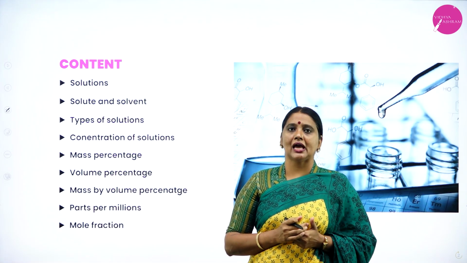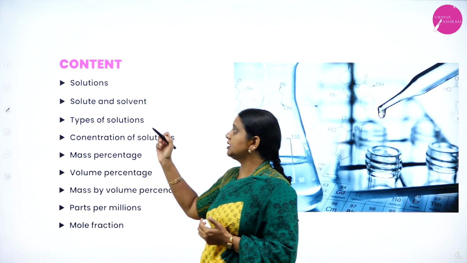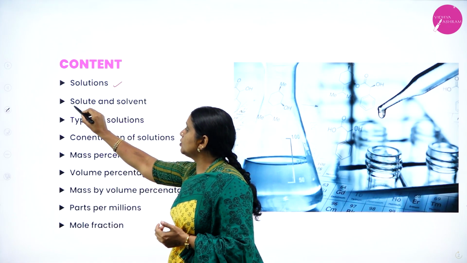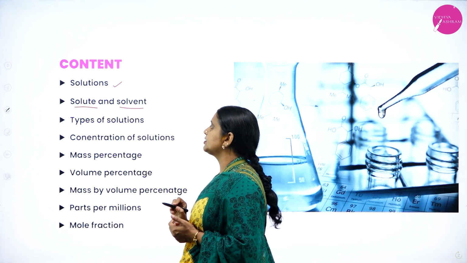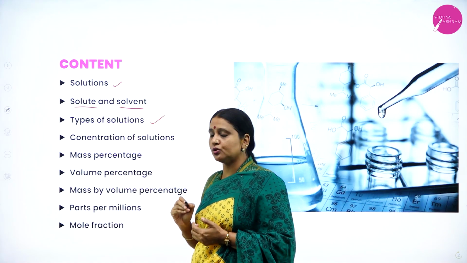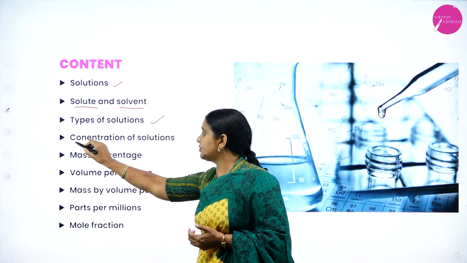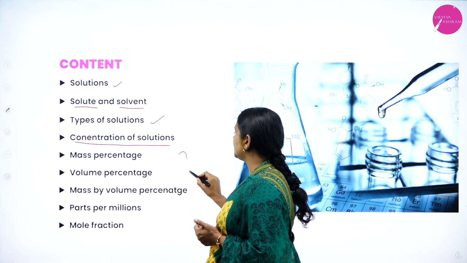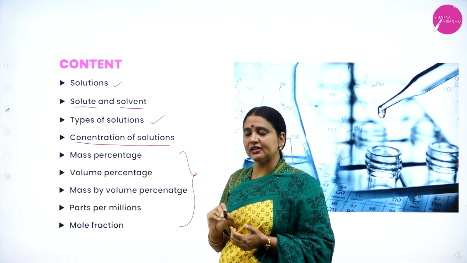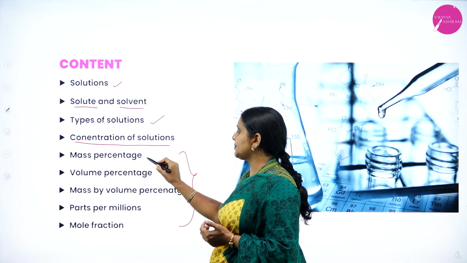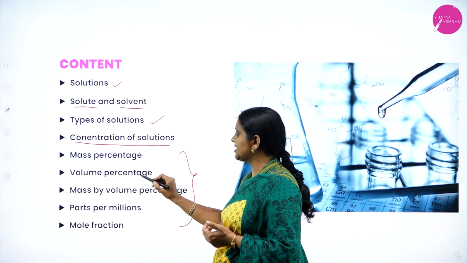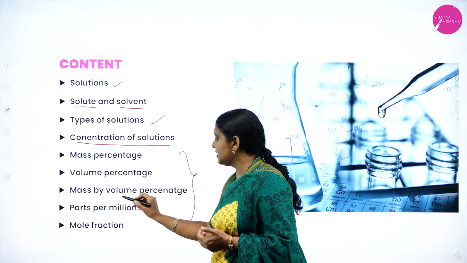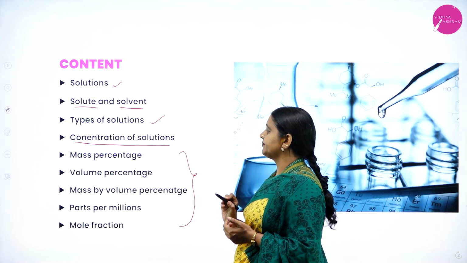Today in this class, I am going to give the definition for solution. And you know that a solution already has two components, one is solute and the other is solvent. Next, types of solutions. Here I have to study about concentration of solutions. The concentration is expressed by using different units. The first unit is mass percentage, second unit is volume percentage, third one is mass by volume percentage, then parts per million, and the last one is mole fraction.